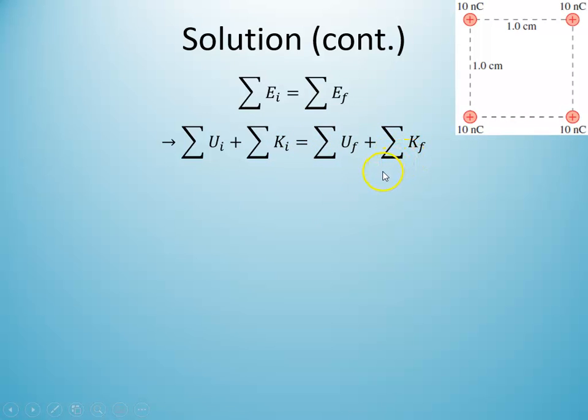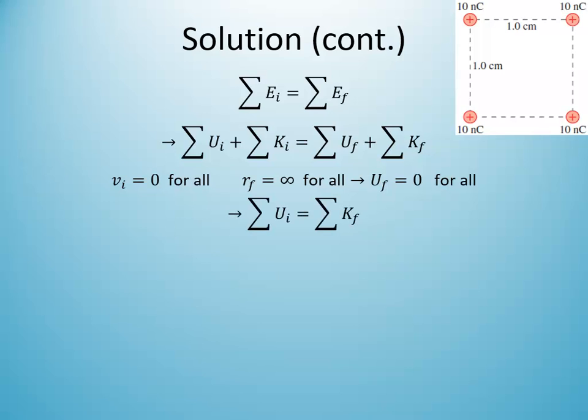Normally, when we do these types of conservation of energy problems, at least when we've done them in the past, we haven't had sums over potential and kinetic energies. But here we do because we have multiple particles interacting with each other. Luckily, at the beginning, all of the velocities are zero, so we can get rid of our sum of Ki. At the end, they're infinitely far away from each other, practically speaking, so we can get rid of the sum of Uf, because going back to the equation for potential energy between two point charges, there's a 1 over r factor there, so when r goes to infinity, potential energy goes to zero. So here's what we're left with.